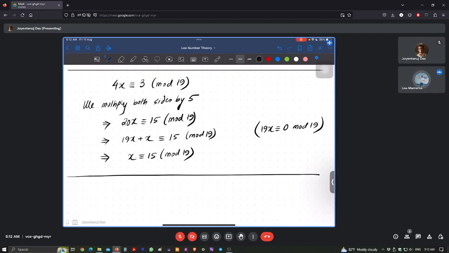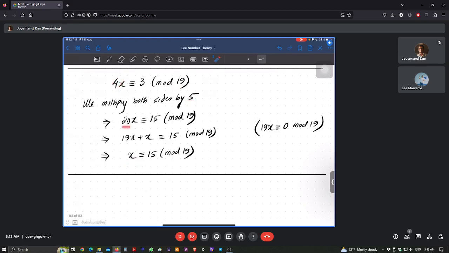So here we used a particular trick to solve it. Since we don't know division till now, how do we remove this 4? Because I want to find the solution for x. So we multiply it by a number such that the result is closest to 19. If I multiply by 5, it is 20, which is closest to 19, because 20 I can write as 19 plus 1. That's why I multiplied by 5.